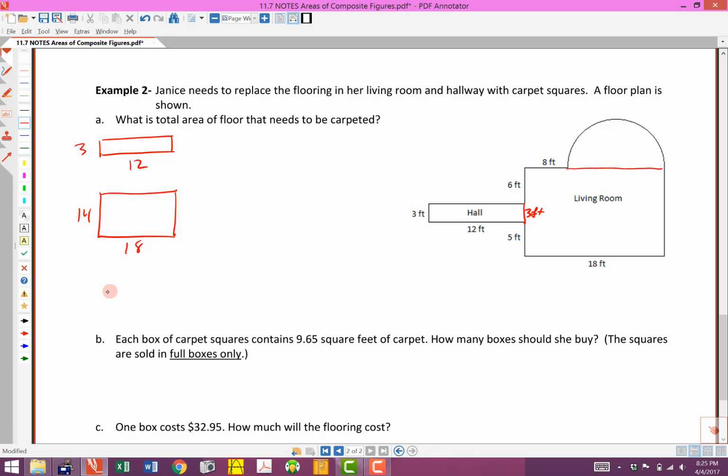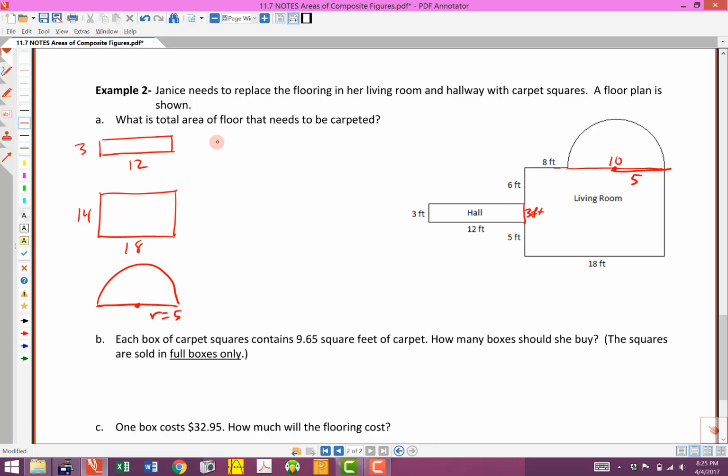And then we've got that semicircle right there. And the only thing we need to know about the semicircle is what's the radius. So let's see, this is 8 feet, and this is 18 feet. That means from here to here is 10. So that means from here to over there, that's going to be half of that, so that's going to be 5. So the radius on this is going to be 5.